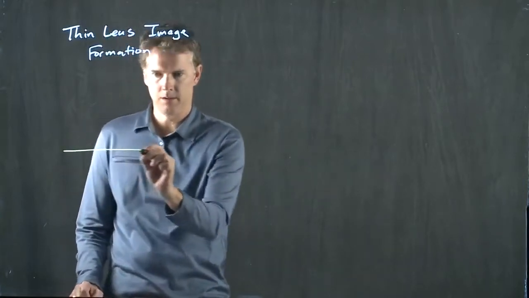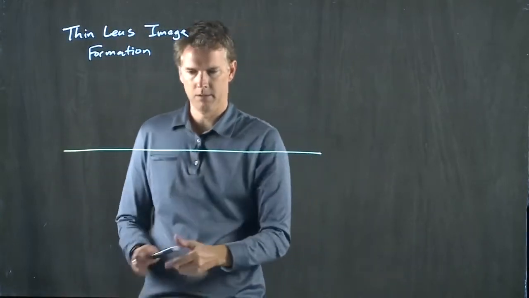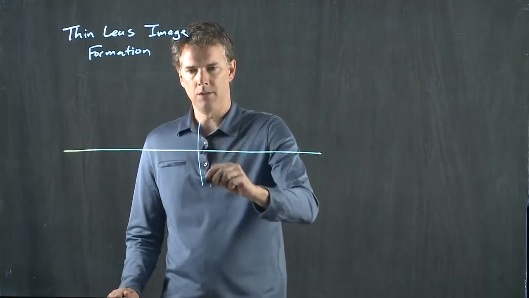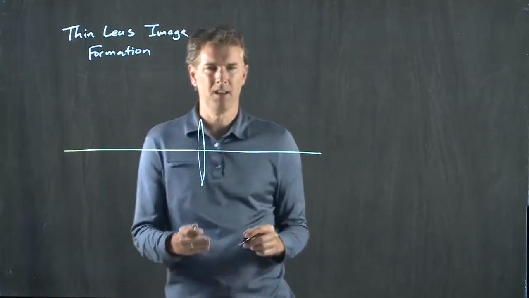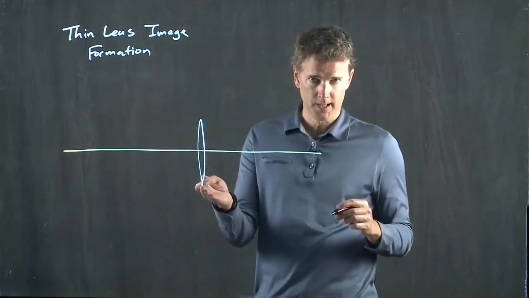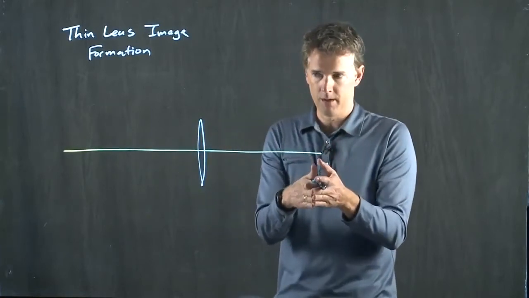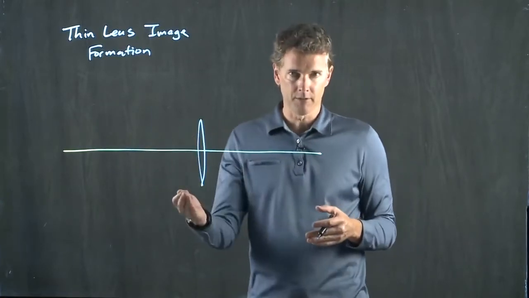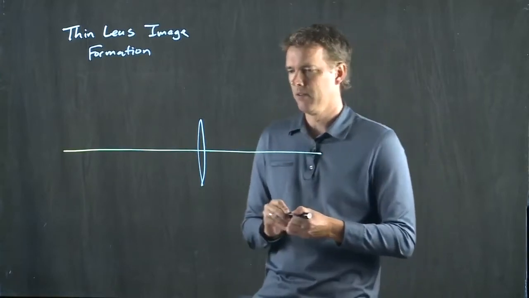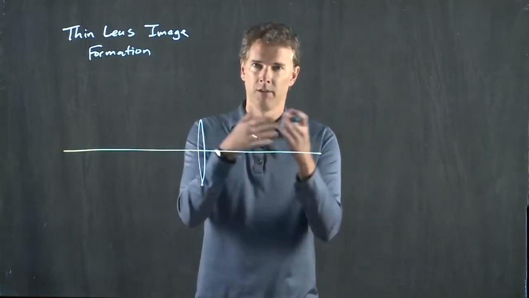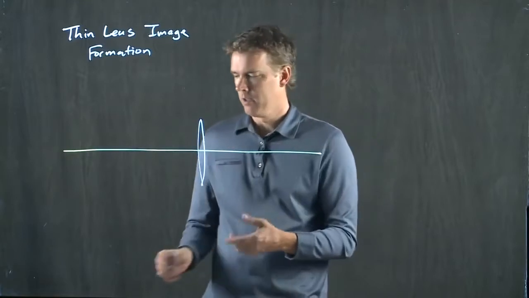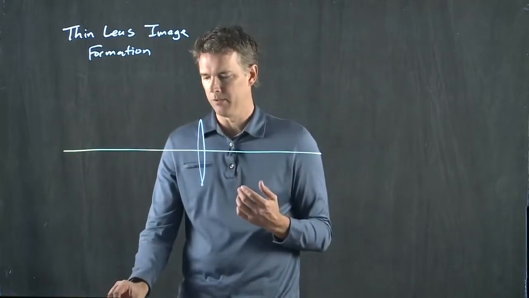Here is our optic axis. Here is our thin lens. Okay. This is called a converging lens. It tends to converge the rays to a particular focal point. It's also called a positive lens. All right. So biconvex, converging, positive, those are all essentially synonymous.